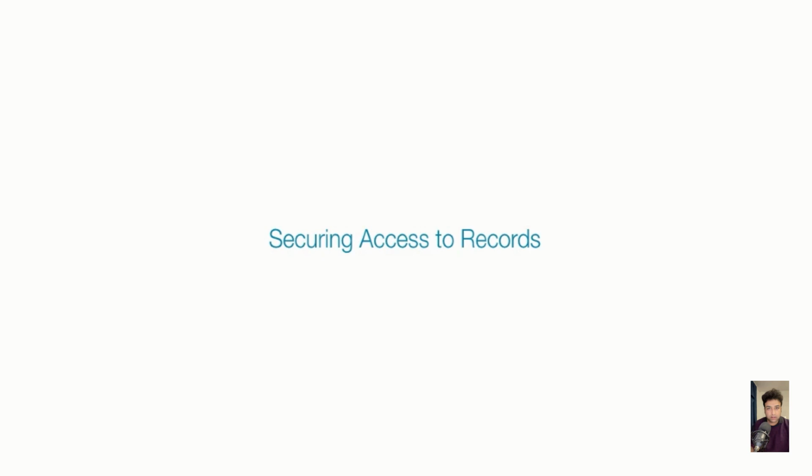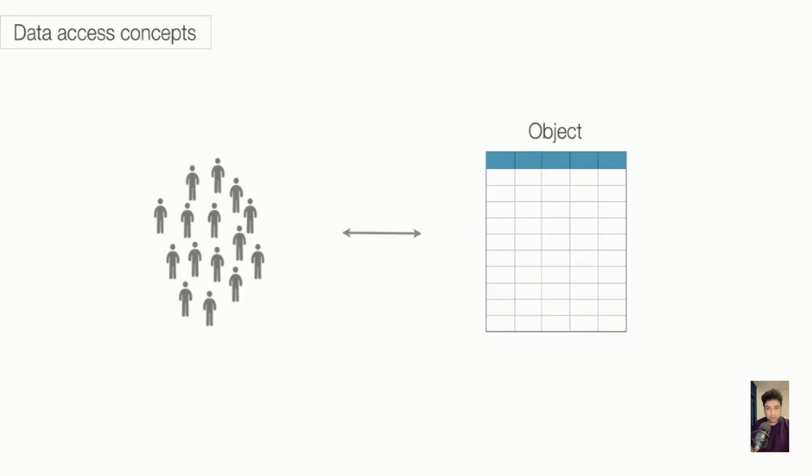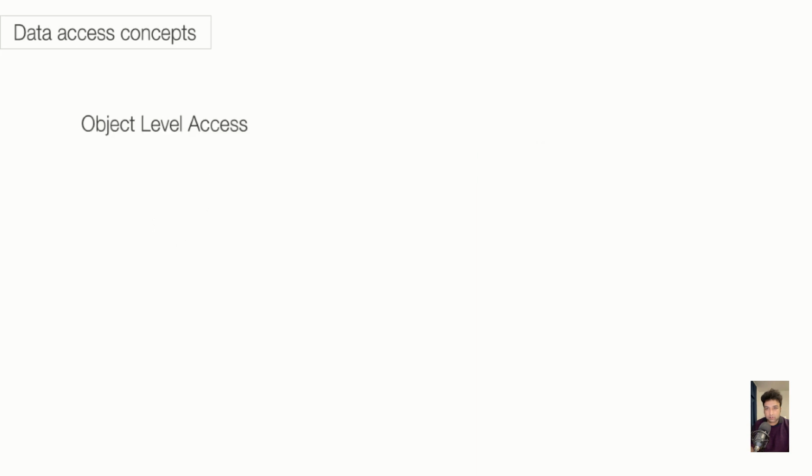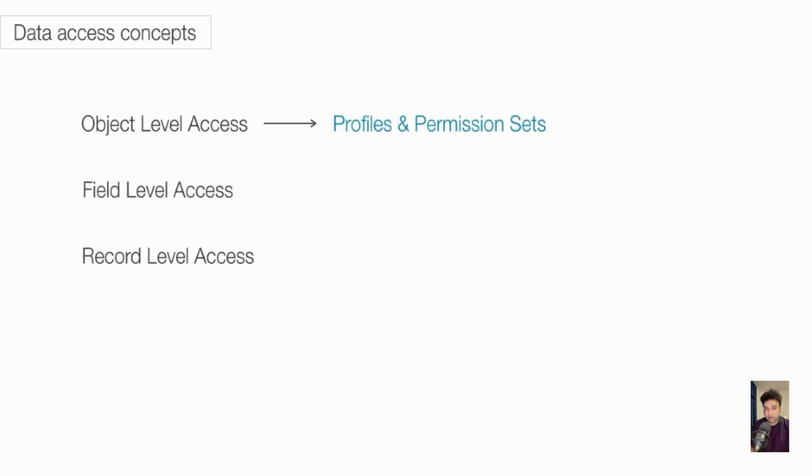Data security plays an important role in any business process. You want to control which users have access to an object, what fields are visible to the user, and what records are accessible to the user. You have learned to control the object-level access using profiles and permission sets, and field-level access using field-level security.